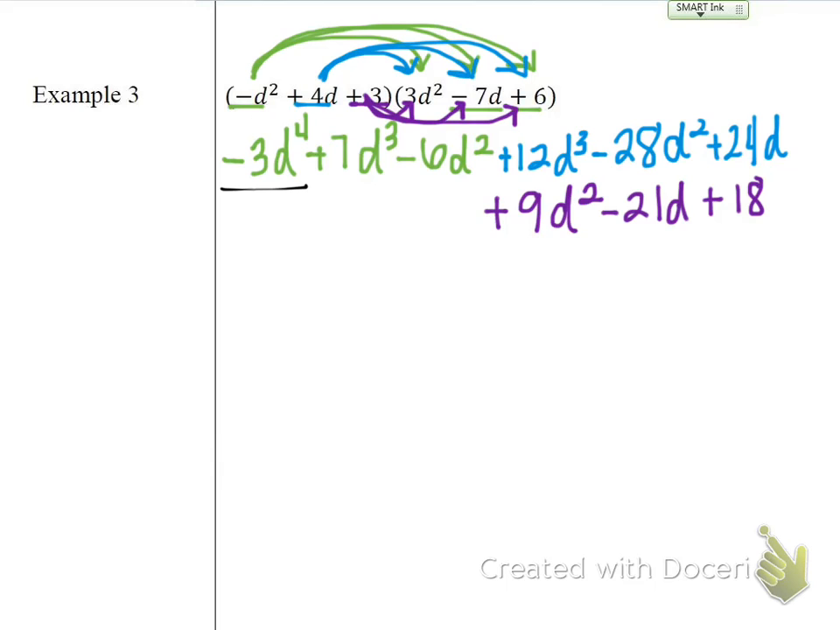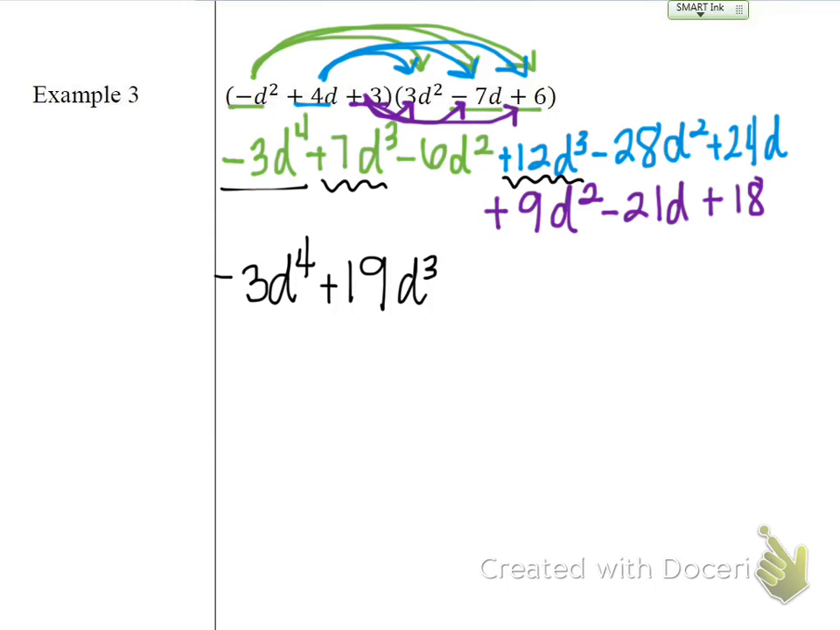So we have a negative 3d to the 4th. Are there any other d to the 4ths? No. So this is negative 3d to the 4th power. Okay. Negative 7d to the 3rd, and I have a 12d to the 3rd. So that's going to be plus 19d to the 3rd.